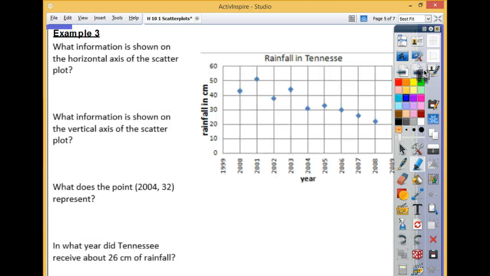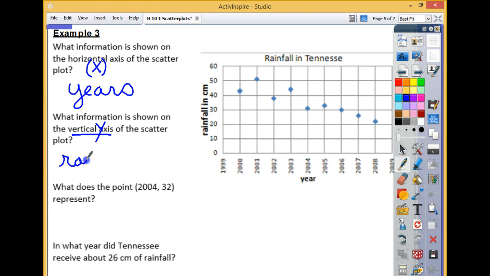Let's try this one. Let's answer some questions about this graph. What information is shown on the horizontal axis of the scatter plot? First of all, which one is the horizontal, the X or the Y? The horizontal is the X. So put an X there so you remember. You can look back at your notes and know, oh yeah, that's the X-axis. What does it tell us? The X-axis represents the? Year. Yep, the years. What information is shown on the vertical axis, your Y?